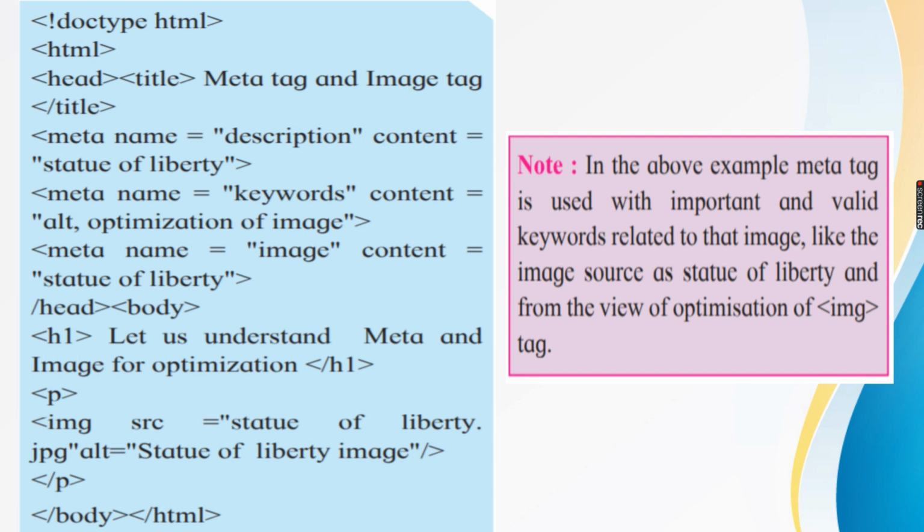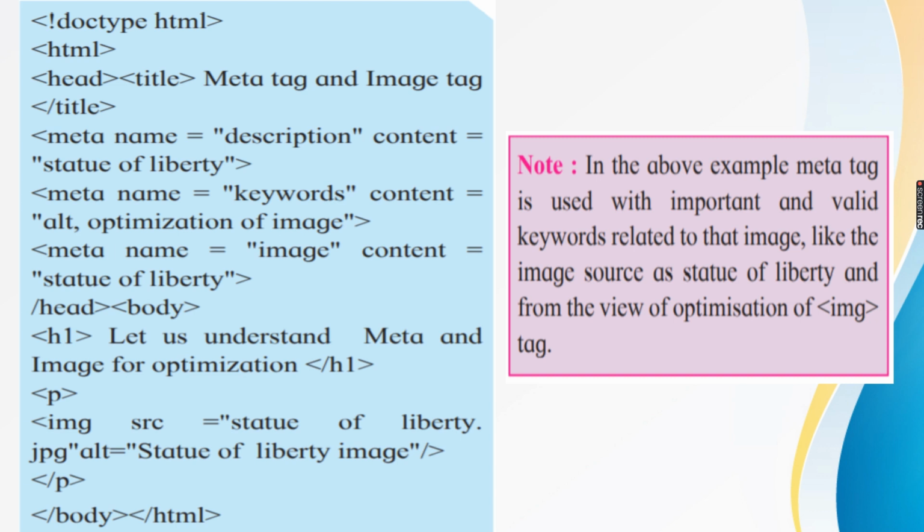Okay. Yes. Then the H1 tag. Let us understand meta and image for optimization. The H1 tag closes, the P tag begins, and there is an img tag with src as you can see. So Statue of Liberty.jpg and alt. Alt must be used with img. Then alt is describing which image? It is the Statue of Liberty image. And see how this singular tag is closed. After Statue of Liberty, like a double tag closes, a forward slash is given. So this is how you must close a singular tag.